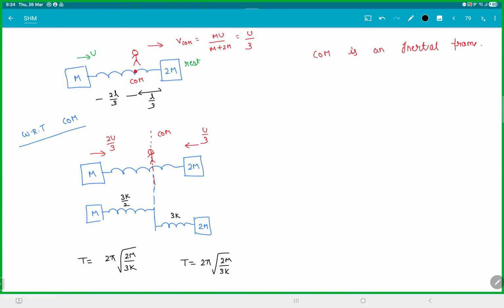Are you clear, everyone? How we got the time period? Any doubts on this? Did everyone get the logic of what we're trying to do? If you go and stand on the center of mass, it is an inertial frame. And the center of mass will think I'm not moving. So that point on the spring looks like it is fixed. So why don't you just cut it? And if you cut it, it has become simply one block and one spring. Yeah, new spring constants will come. K into L is constant.